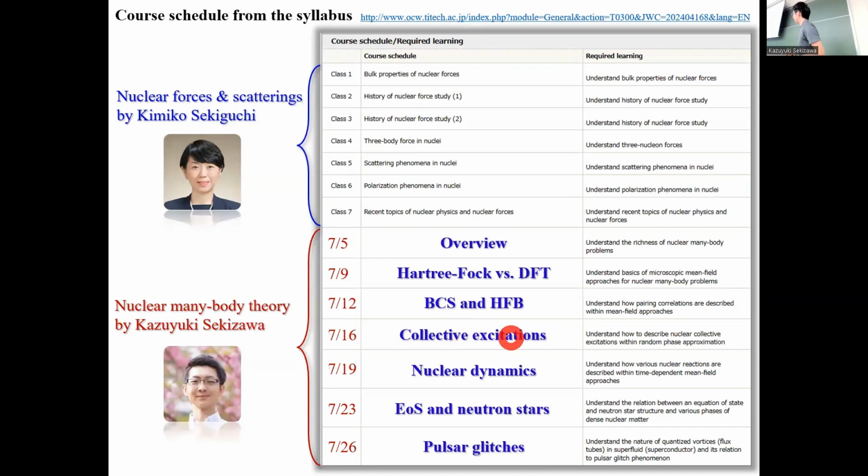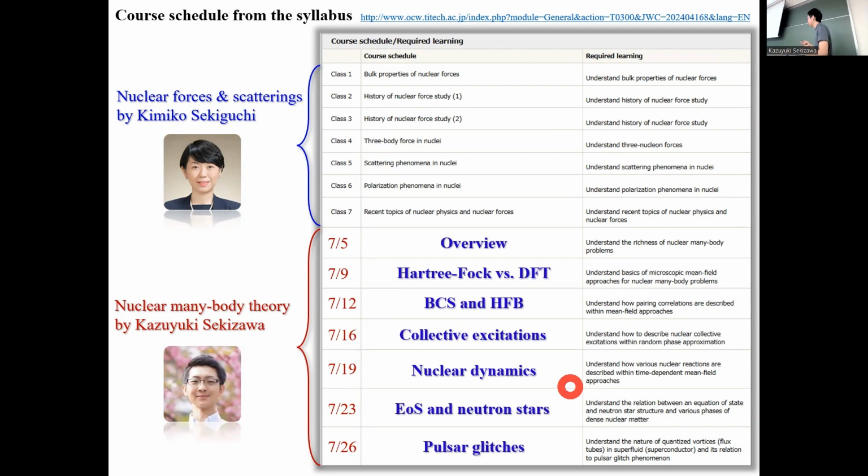In that lecture, I introduced the TDA, Tamm-Dancoff approximation, and RPA, random phase approximation. And we have learned that collective excitations can emerge as a superposition of particle-hole excitations. And today I will explain time-dependent Hartree-Fock and DFT.